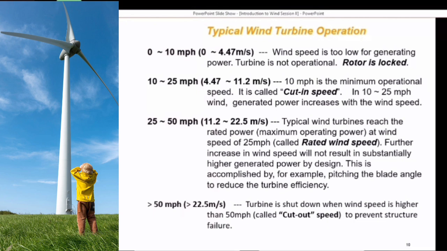So normally, if the wind is less than this, the rotor is locked. We say the rotor, and the main part of the rotor is the blade. It means that the wind speed is too low for generating power and the turbine is not operational. It's not rotating when the wind speed is less than this. And in Rwanda, this is daily. Even according to what I saw from the researchers, an area that sometimes has 4.5 or 5 is in eastern Rwanda.